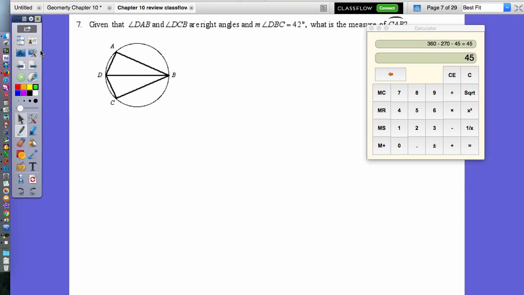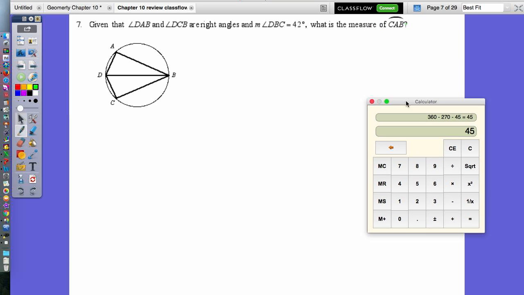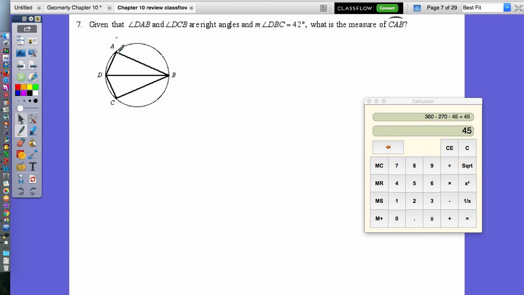Next problem, number 7. Given that angle DAB and DCB are right angles. So since these are right angles and they are inscribed in a circle, I know that the hypotenuse is the diameter. Okay? So I know that this is the diameter. DBC is 42. That means that this is also 42.